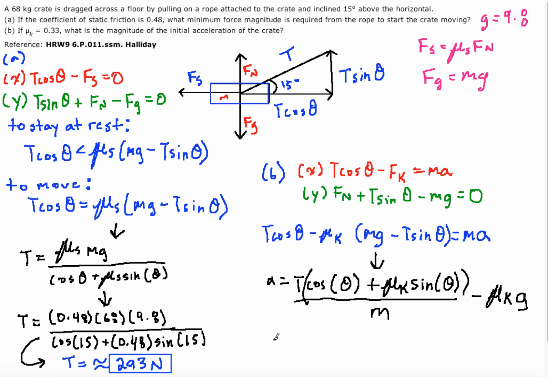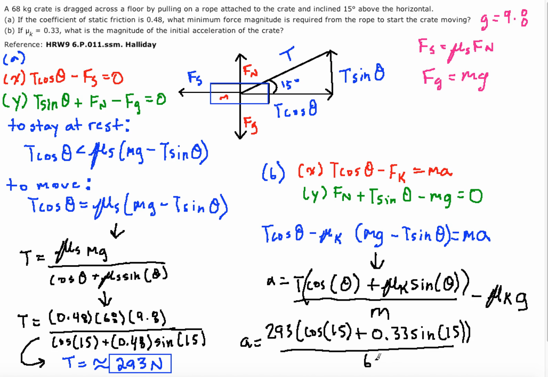And so evaluating this at our values, we have acceleration is equal to 293, the tension force, times the cosine of 15, plus the coefficient of kinetic friction, 0.33, times the sine of 15, divided by the mass, 68 kilograms, minus 0.33 times 9.8.